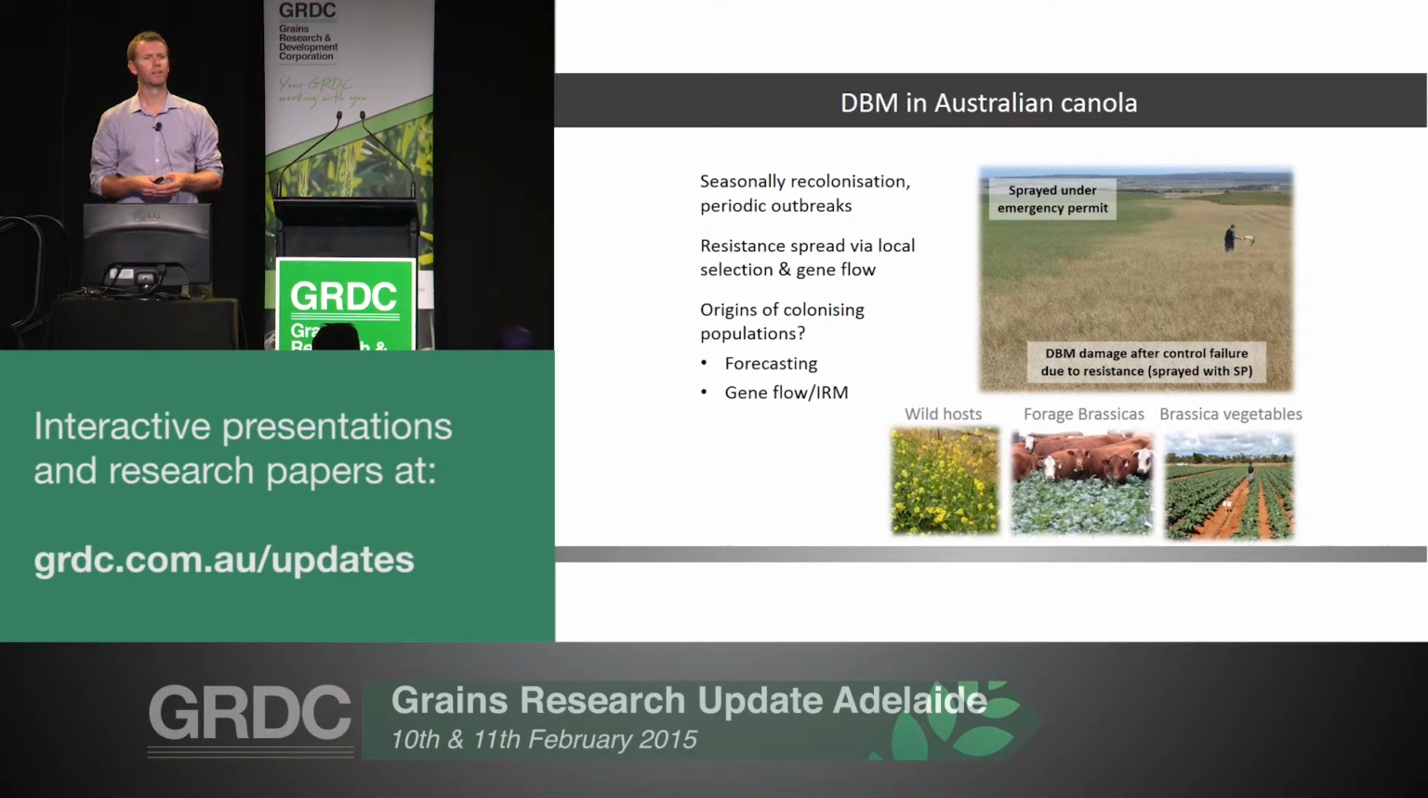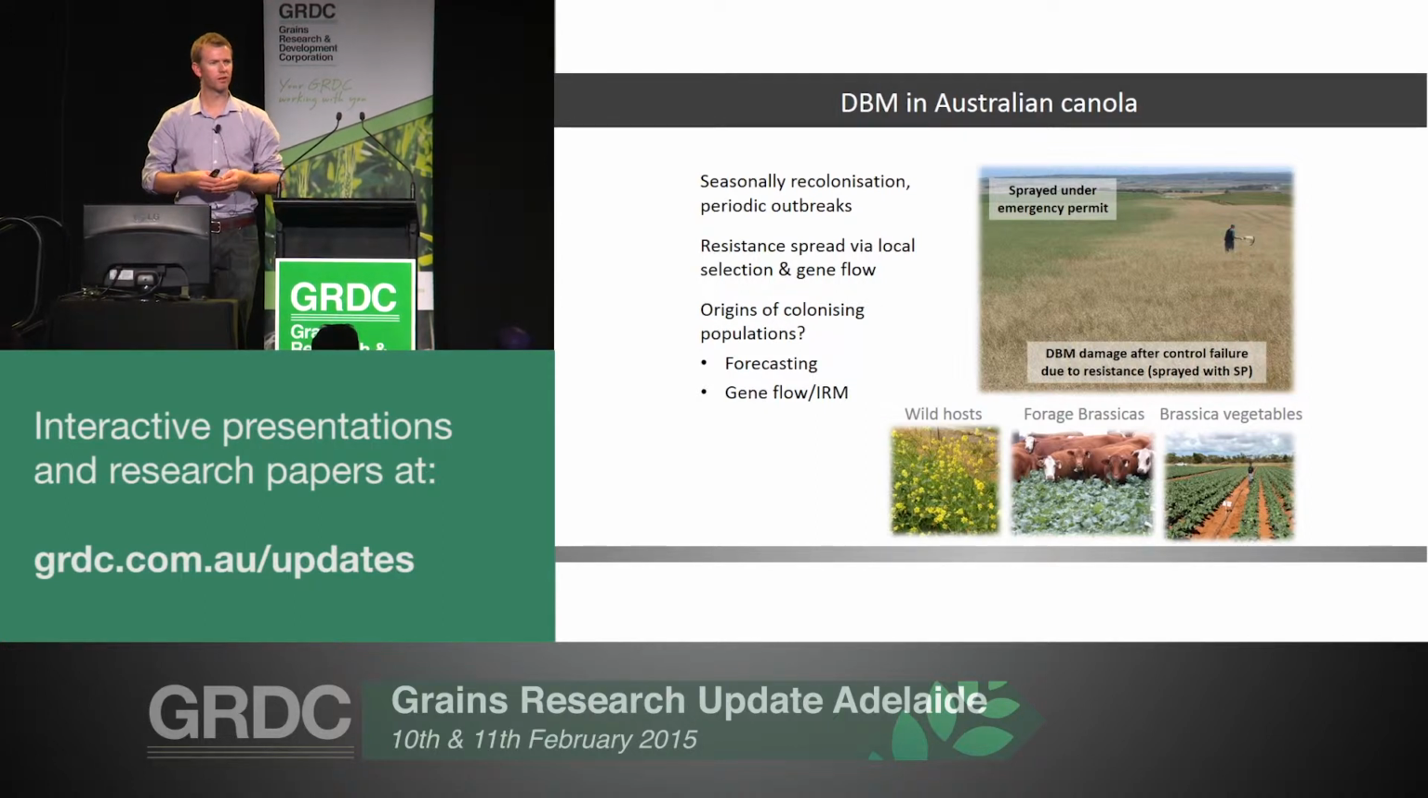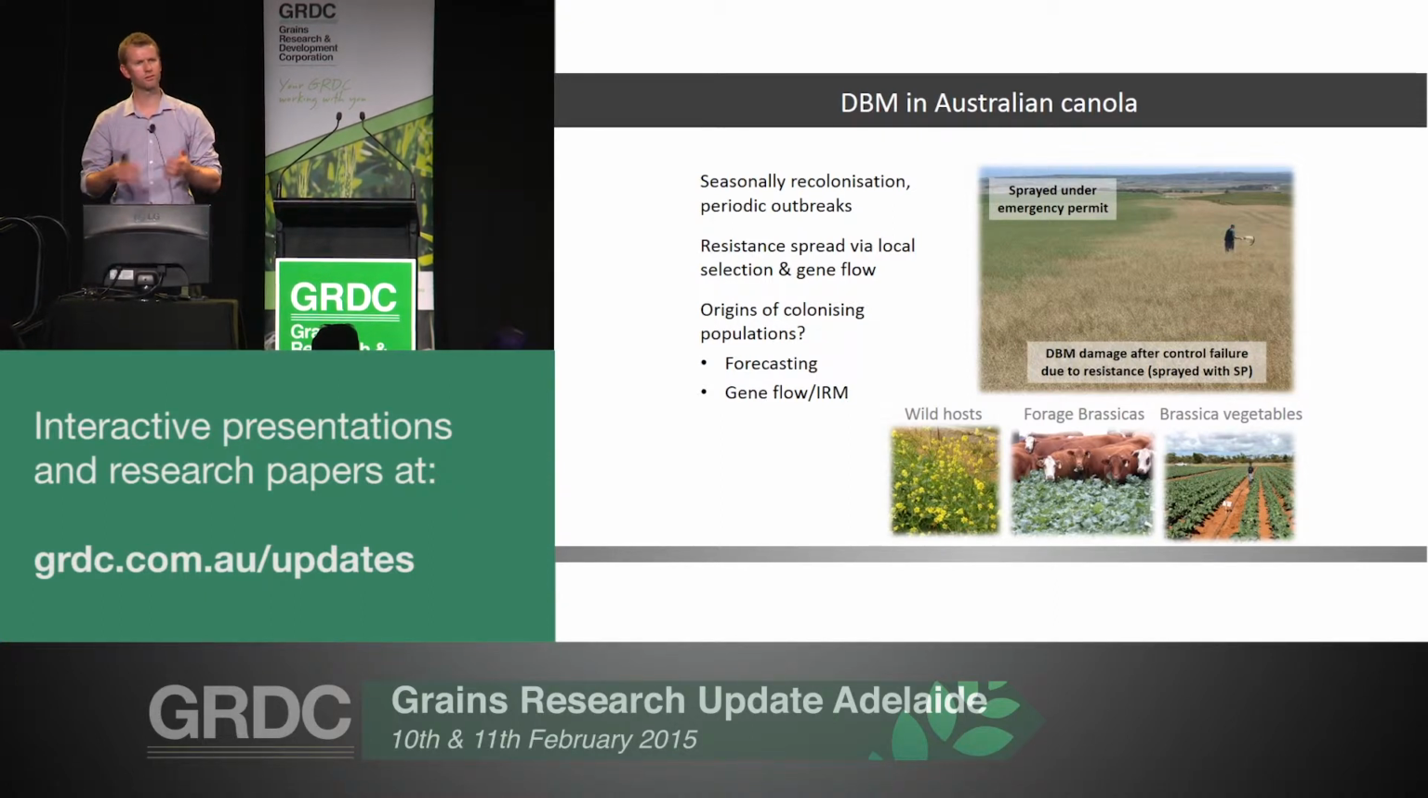At present, the origin of the colonising populations is not known, but we do need this information to start to develop some predictive models to forecast outbreaks and also design insecticide resistance management plans based on knowledge of gene flow between DBM populations from different hosts and different regions.